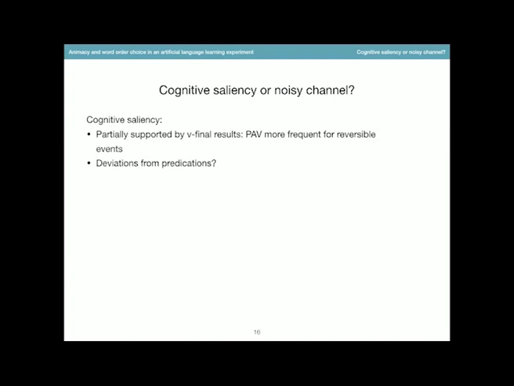And what we suggest is that the deviations from the predicted results could be down to interference from the participants' native language. So APV may have been the preferred word order in the V-final language because it expresses the agent before the patient, and that's consistent with canonical English word order. PVA might have been preferred overall in the P first language because it's analogous to the English passive construction, which follows this overall pattern.